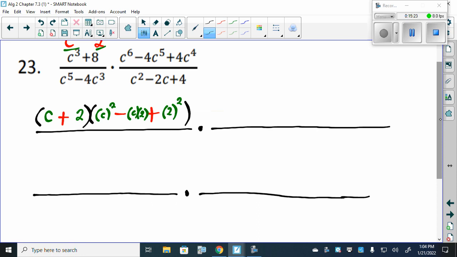Now, before we finish the rest of the factors, I want to simplify down this quadratic part of the sum of perfect cubes. Because here we would have c plus 2. Here, our c squared would turn into c squared minus 2c plus 4.